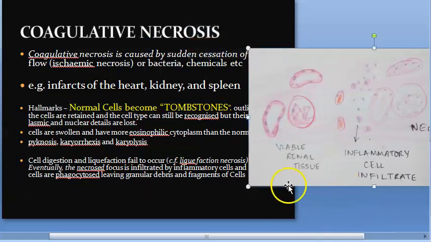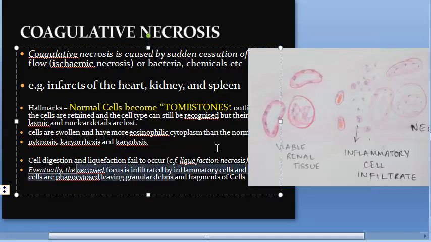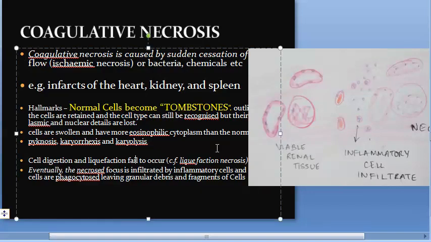Then what happens? The cell digestion fails. That is why it always presents like a tombstone. The digestion of the cell and the liquefaction fail to occur. However, eventually the phagocytes come and they are going to clear the debris and fragments of cells. Eventually that is going to happen.